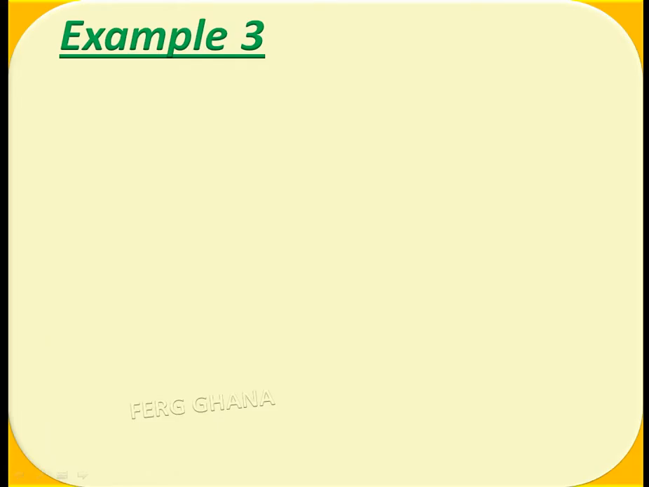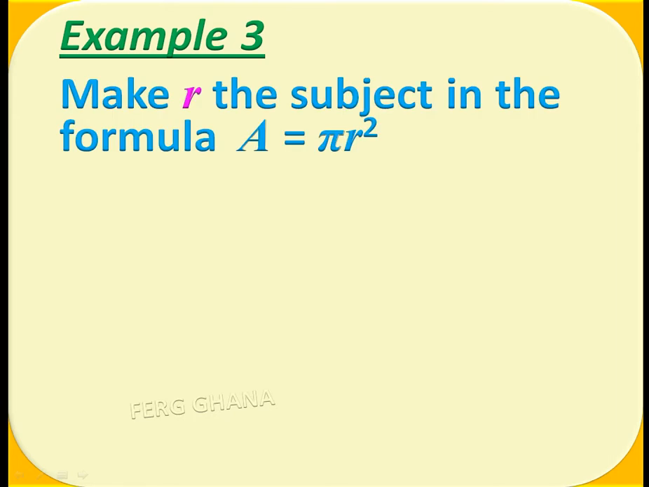Example 3. Make r the subject in the formula A equals pi r squared. A equals pi r squared. Here, by the law of inverse, we have to multiply or divide both sides by pi, and since pi is multiplying, it has to divide.